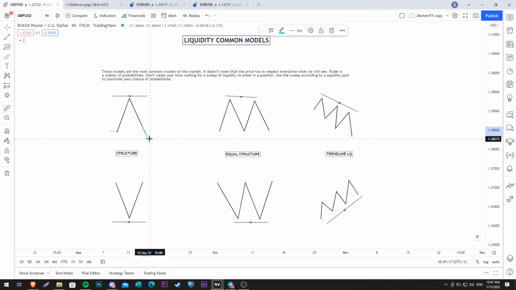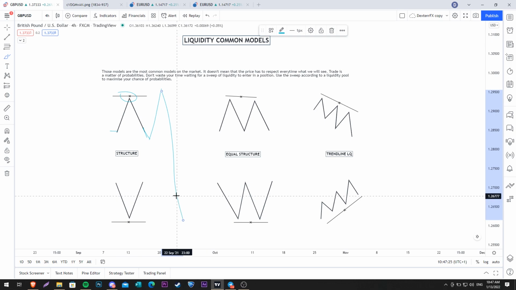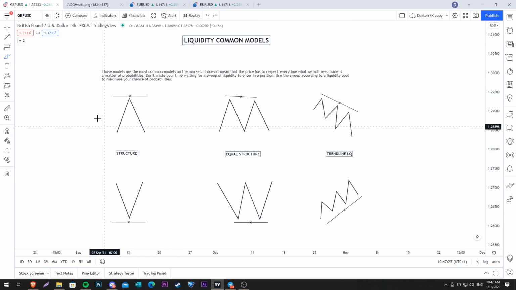But they don't have the liquidity needed, and they just go upside, take all of this liquidity before going in the right way. And that's pretty much the same way with the equal structure.